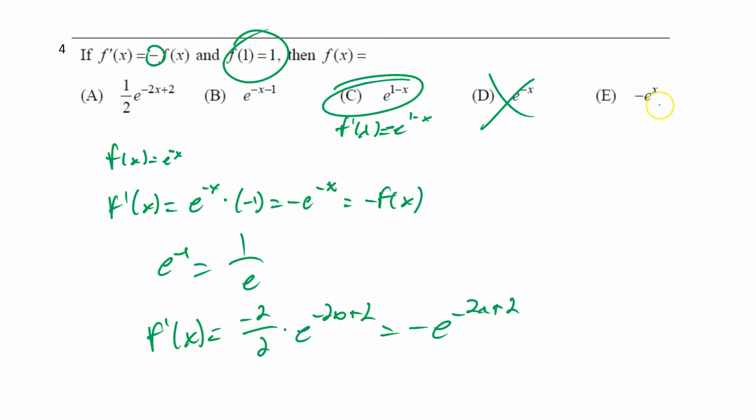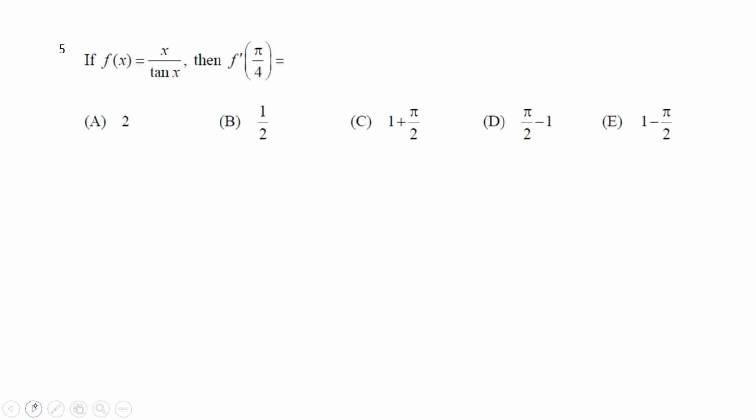Why doesn't E work? Well, the derivative for this one is just going to be negative e to the x, right? Because the negative is a constant. Forget about it. E to the x just gives you e to the x. So that's the original function back. It's not the opposite of the original function. And e to the first power is not 1. So that works out.